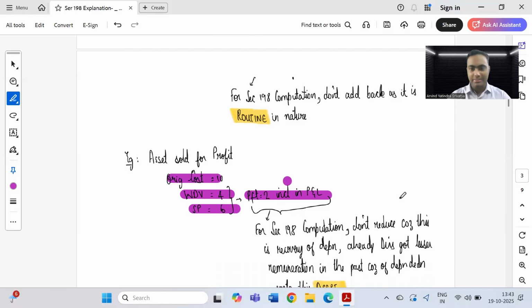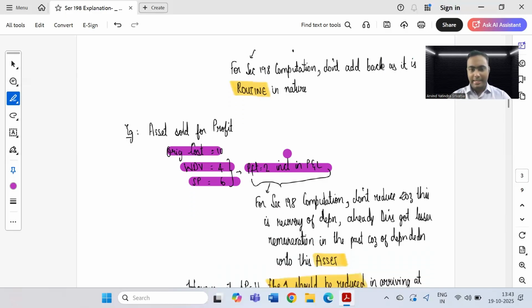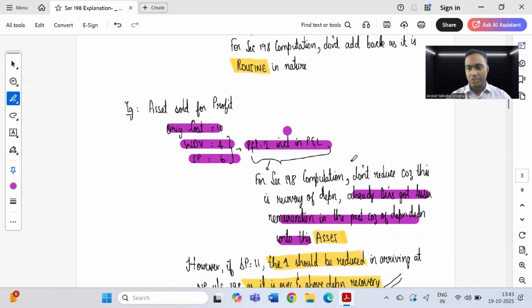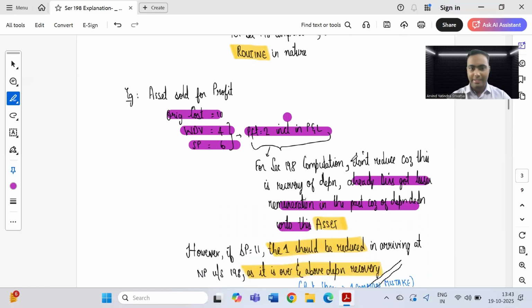For section 198 computation, don't remove this because this is the recovery of depreciation. Because already directors got lesser remuneration in the past because of depreciation deduction with respect to this asset. Let me explain this in a simpler manner. So let's say your original cost is 10 here, right? Your WDV is 4, your selling price is 6, your profit is 2, which is included in your P&L. So it is saying that don't remove this profit because this is a recovery of depreciation.